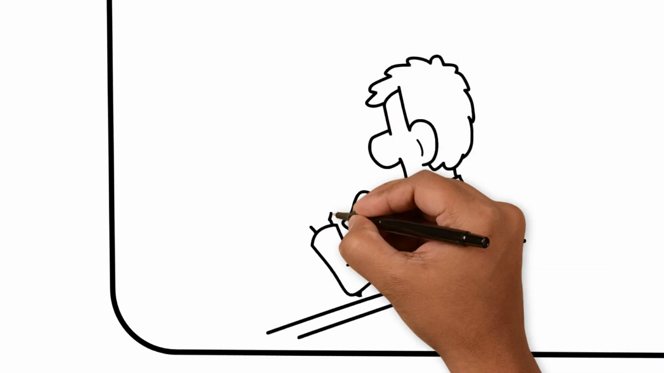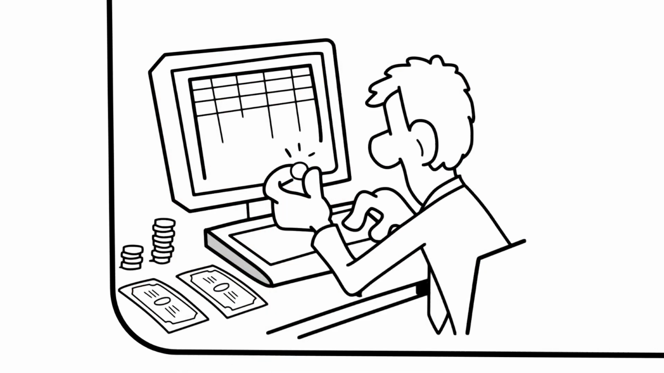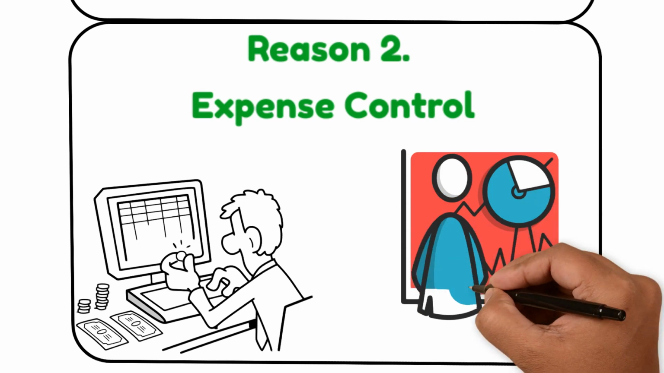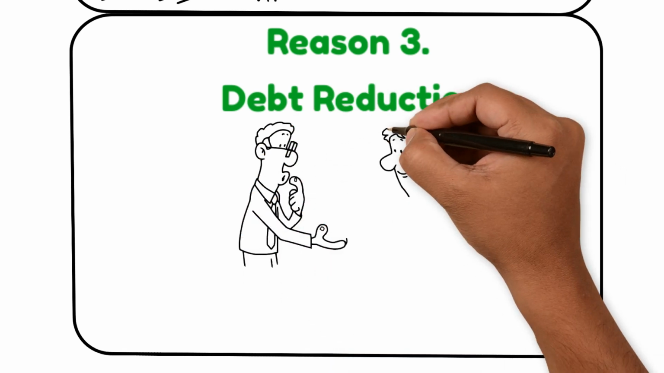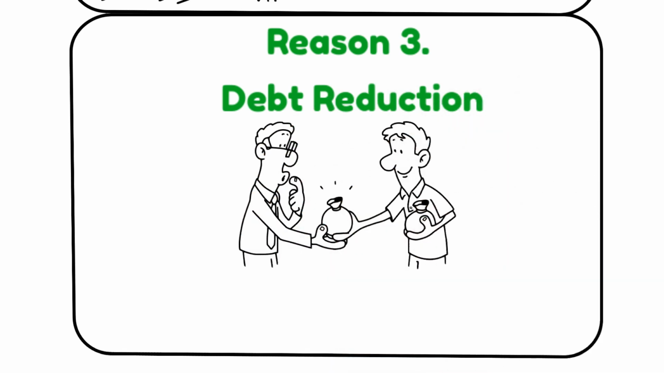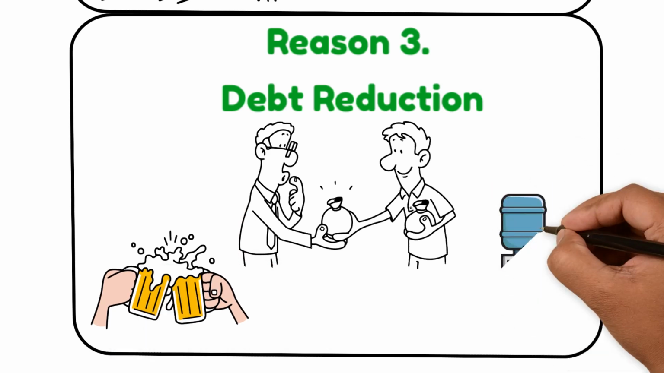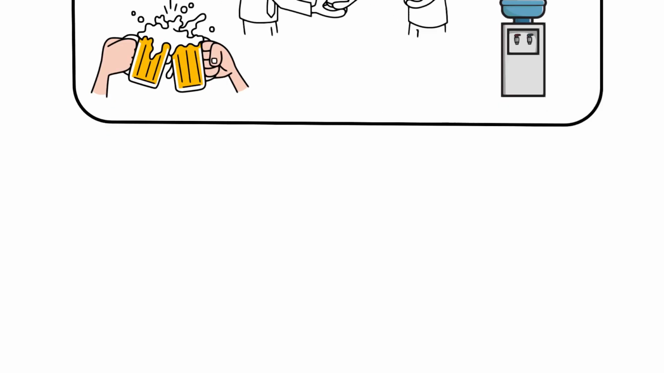Reason 2. Expense control. By limiting yourself to the cash in each envelope, you inherently control your spending within predefined limits. This helps prevent overspending and encourages better financial discipline. Reason 3. Debt reduction. The cash envelope system is beneficial for those aiming to reduce or eliminate debt. By curbing unnecessary expenses and focusing on essentials, you can allocate more funds towards debt repayment.